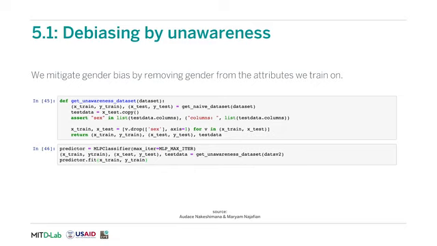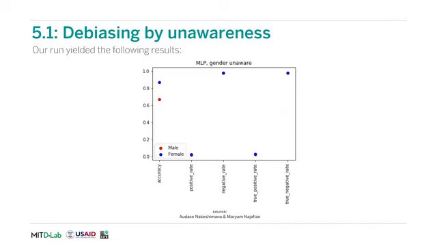In this technique, we mitigate gender bias by removing gender from the attributes that we train on. The code snippet shows our implementation. By looking at the results for our debiasing by unawareness technique, we can see that although there was not significant improvement in reducing the gap for accuracy, we were able to reduce the gap for other metrics like the positive rate, the negative rate, the true positive rate, and the true negative rate. And this is an example of how a debiasing technique might not be able to achieve an improvement in all the metrics, although it might see a significant reduction in the gap for other metrics of interest.